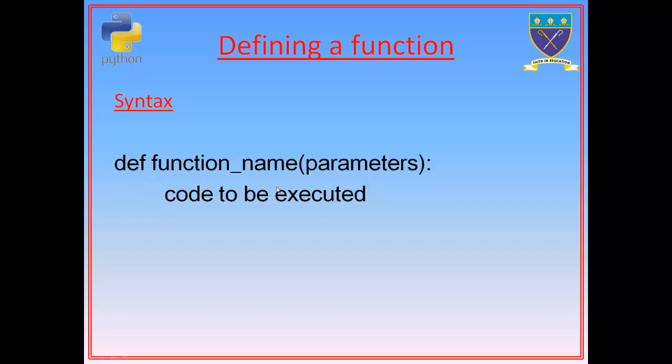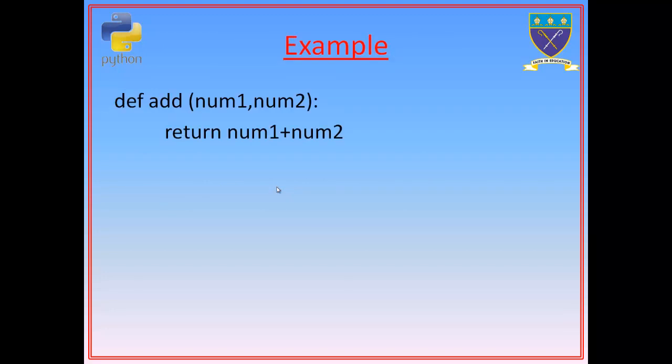So let's have a look at an actual example. Really simple example. I've got a function that I created which will add two numbers together. I've started off with def, and then I've got my function name, which is add, and then open bracket, my two parameters, num1, comma, num2. Now you can have more than two, but you separate them with a comma. And I've got my colon at the end, and indented, I've got my code to be executed, and I've got return num1 plus num2.